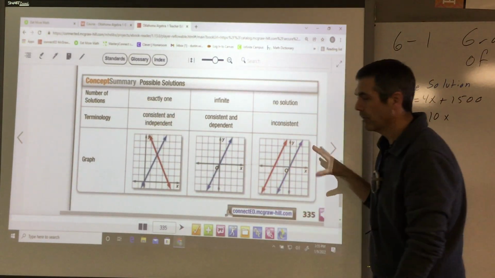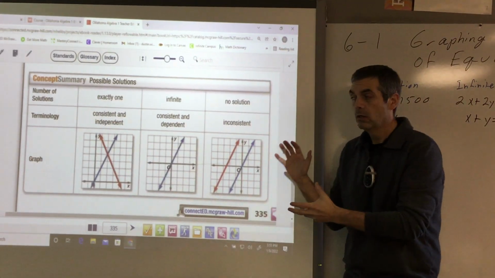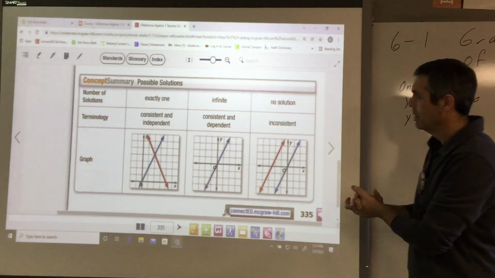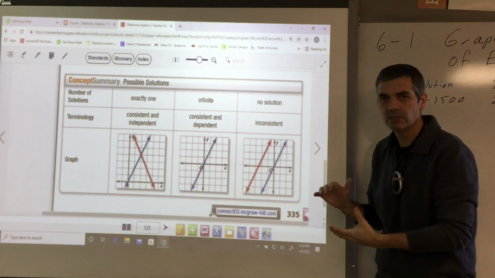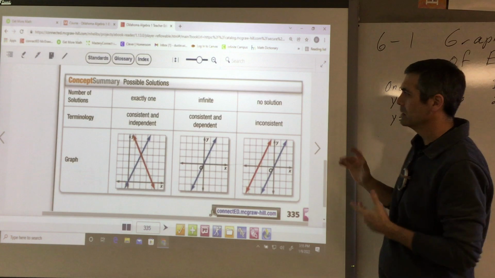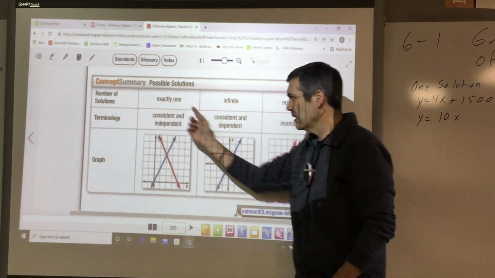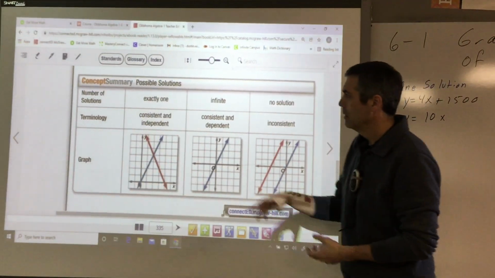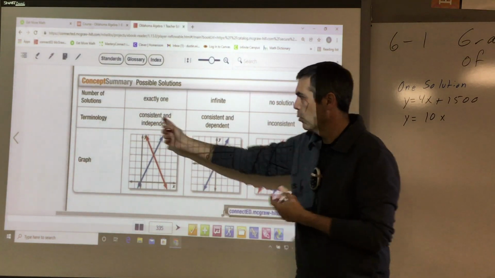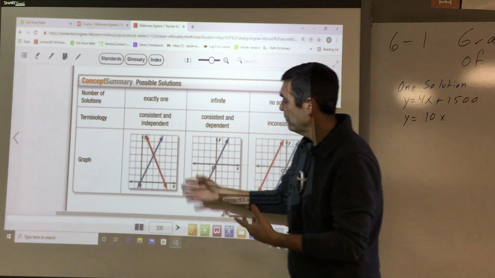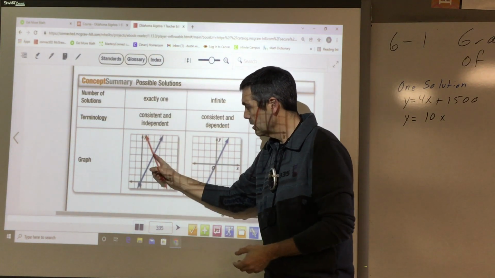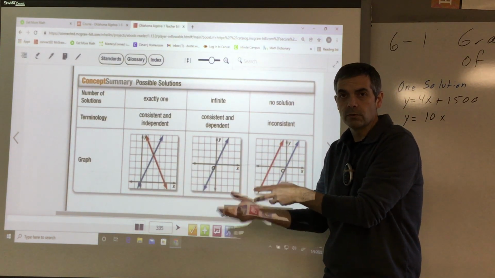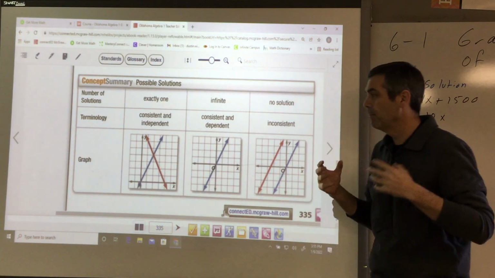Okay, so here's what they look like on the graph. This is a really good reference sheet for you, so you might want this. For the number of solutions, exactly one: again, we have an example of what the equations might look like. It's called consistent and independent, and I'm more worried about you knowing that it's consistent. If you look at the graph, where they cross at exactly one point, that point is the solution to these equations, where they're both true. That's what you're looking at: where are they both true?